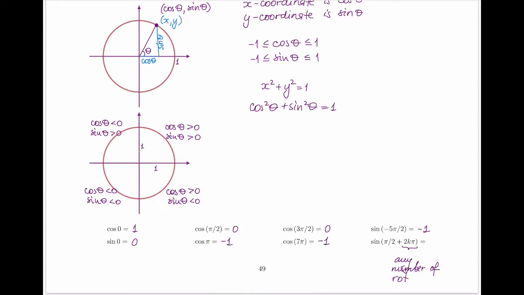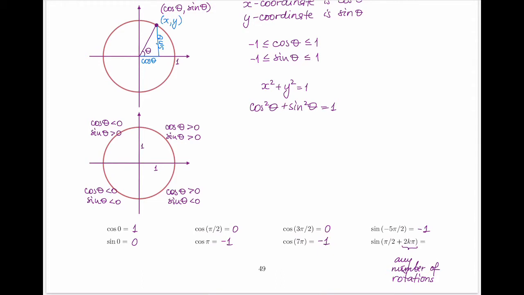Now, of course, a full rotation will not change the value of sine or cosine, because if I have a certain point, going full rotation will land me at the exact same point, not changing its x and y coordinates, which is why sine and cosine have this property that adding or subtracting 2 pi, no matter how many times, will not change the values of sine and cosine of that certain angle.